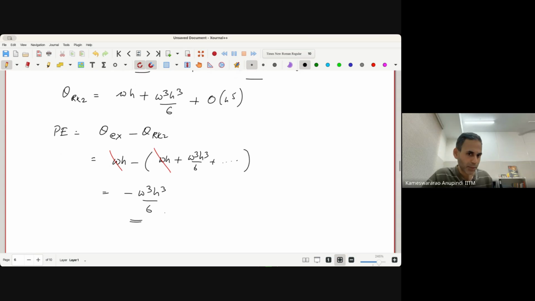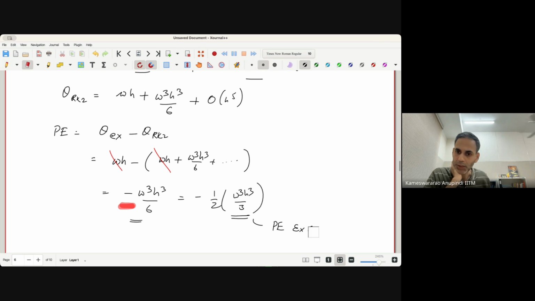Now we see a couple of things here. This actually has a minus in the front, unlike previous calculations. The explicit Euler was omega cube h cube by 3 with a plus, right? But this is a minus, and it can be written as essentially minus 1 by 2 times omega cube h cube by 3. Omega cube h cube by 3 was the phase error for explicit Euler. So we see that the phase error for RK2 is actually 1/2 the phase error for explicit Euler. That means the phase error is smaller, so it's not going to deviate as much as explicit Euler. It is going to be only half of that.